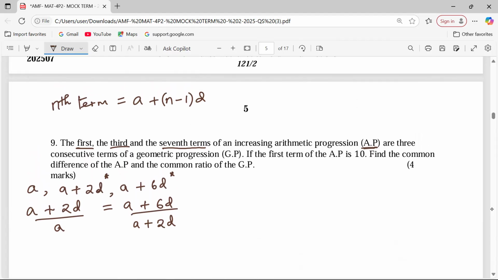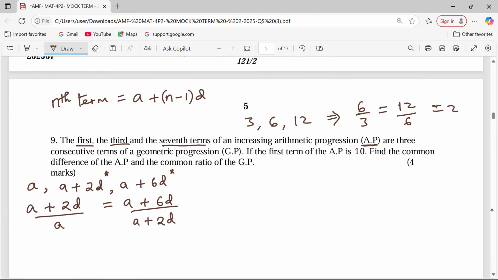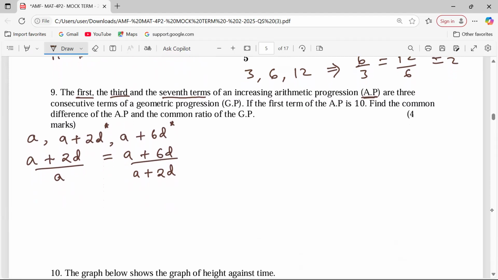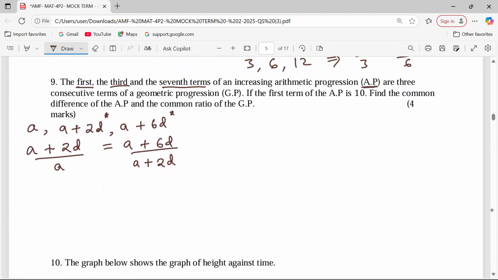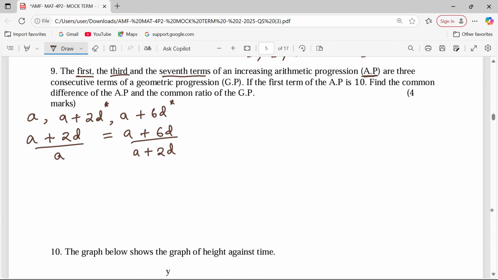The thinking applied there is, assuming that we have a term like 3, then the next one being 6, then the next one being 12. This is a geometric progression. If it is a geometric progression, when we take 6 over 3, we should get the same as 12 over 6, which is 2. So a common ratio must exist amongst the 3 terms. So we take A plus 2D divided by A equals A plus 6D divided by A plus 2D.